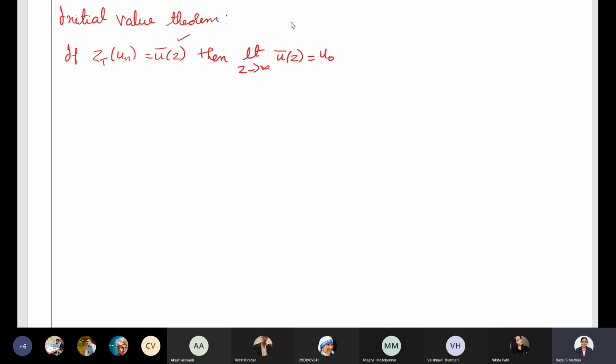Suppose we have the Z transform of any function, say u_n is some u bar of z, then the limit of that function is equal to u naught.